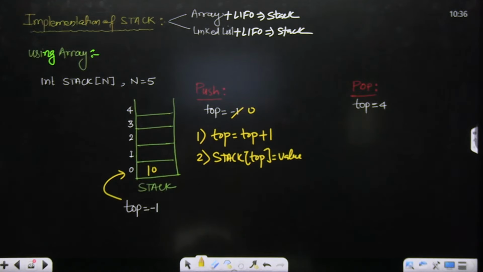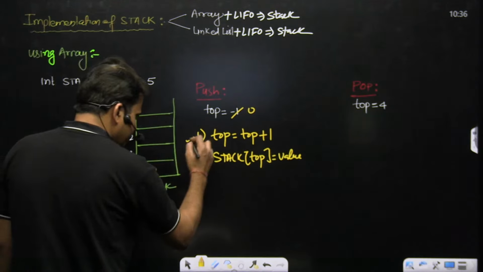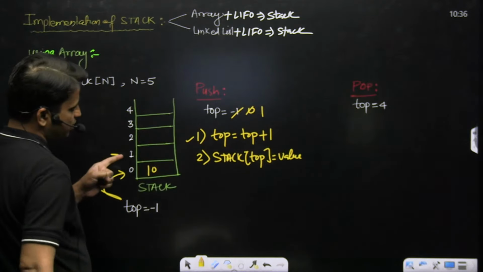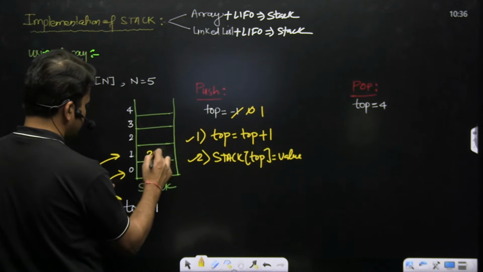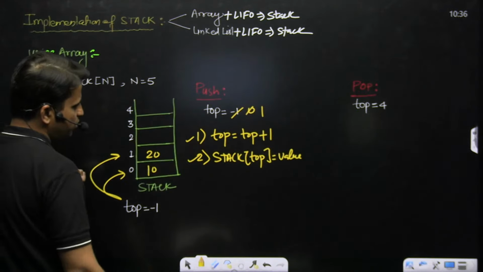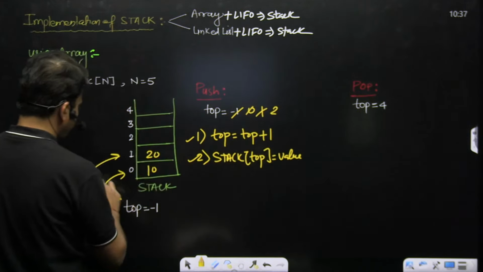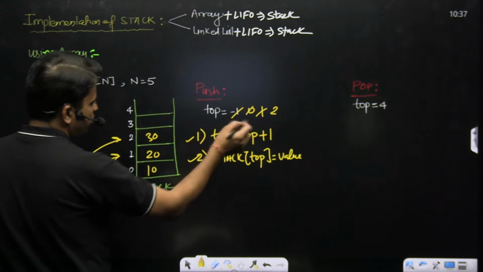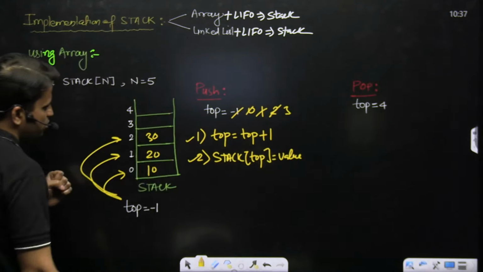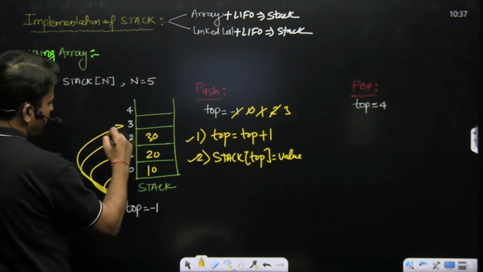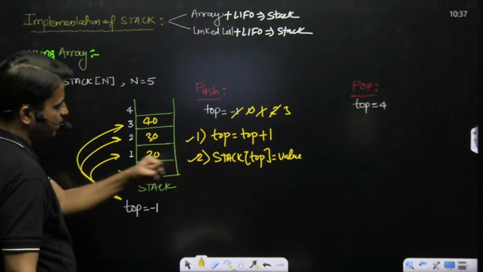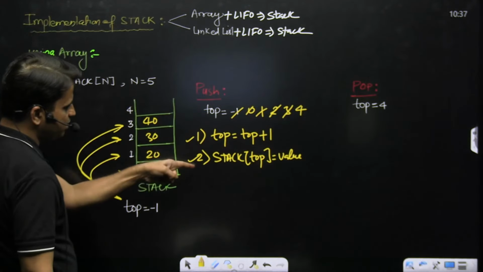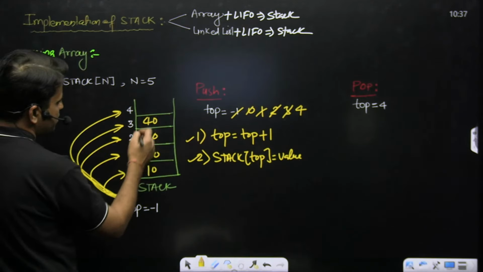I want to insert one more value. First you have to increment top: top equals top plus 1, so top is 1. Top is pointing to this position, and at stack[top] you can insert a value like this, 20. I want to insert one more value. First increment top, so top is pointing here, and you can insert the value 30. Again, top equals top plus 1, top points to the next position, and you insert the value here. Once more, first increment top, then insert the value at stack[top].